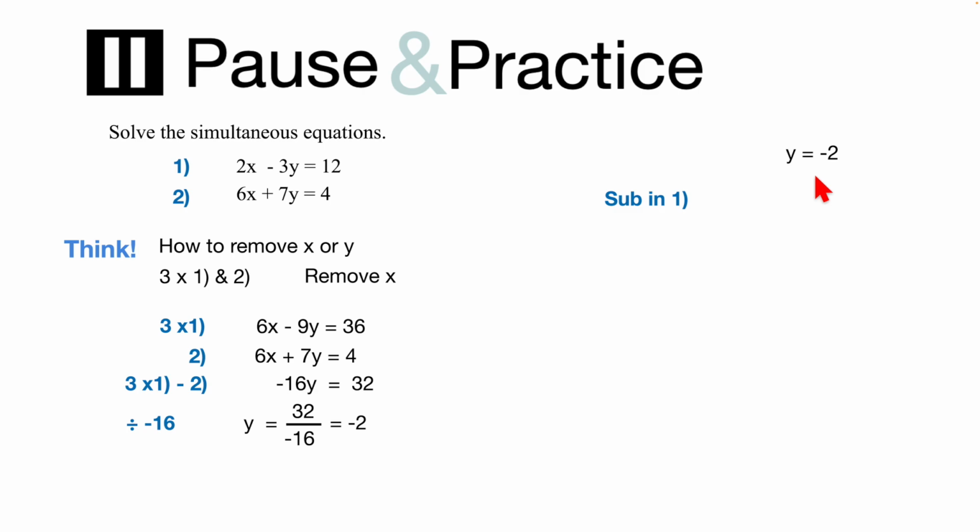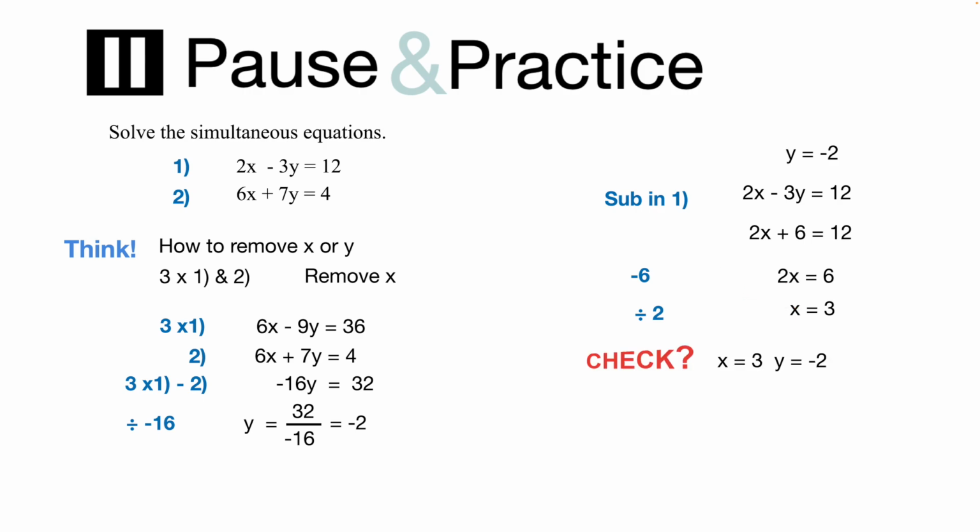Sub into 1. I can substitute into either, but I'm going to sub into 1 for some inane reason. 2 times x minus 3y equals 12. So 2 times x, we don't know x, but we do know that y is minus 2. So that's minus 3 times minus 2, which is plus 6. 2x plus 6 equals 12. I'm going to subtract 6 from both sides. 2x equals 6. 12 minus 6, yeah. Divide by 2. X is equal to 3.